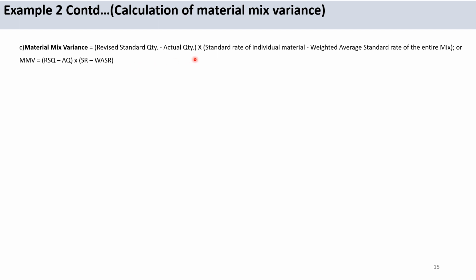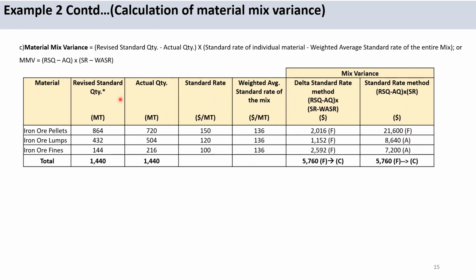This difference is multiplied by the standard rate of the individual material minus the weighted average standard rate of the entire mix. So that means (RSQ minus AQ) times (SR minus WAR). Here I have put the numbers. The revised standard quantity of 1440 we convert into standard proportion mix.